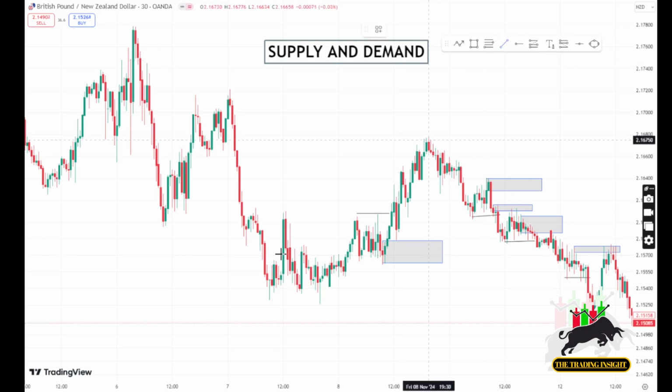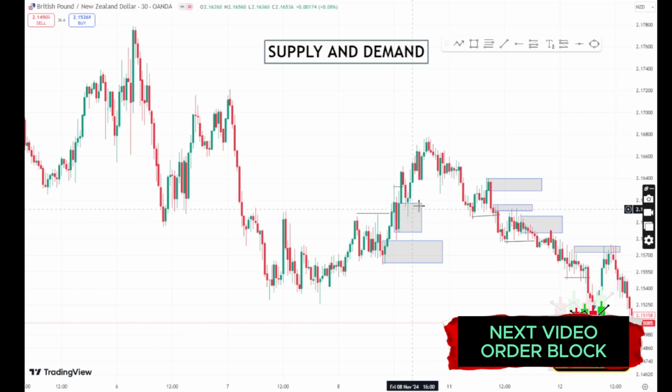This is also a break of structure. This is also a break of structure, and then this is a demand zone that led to that break of structure. And you see price came and retested it, and this is also an order block. This red candlestick here, that is an order block.